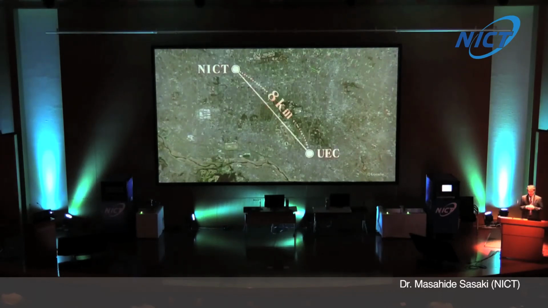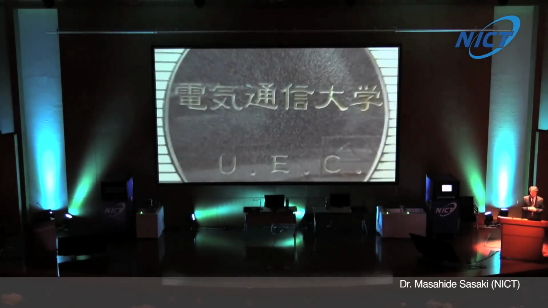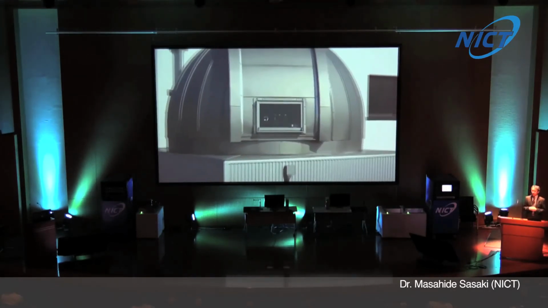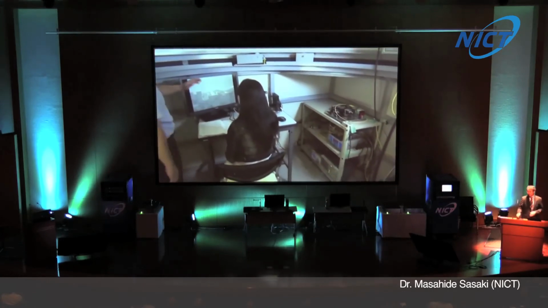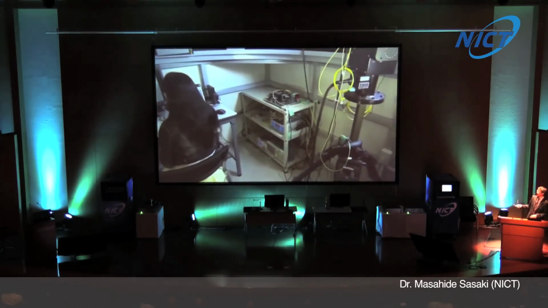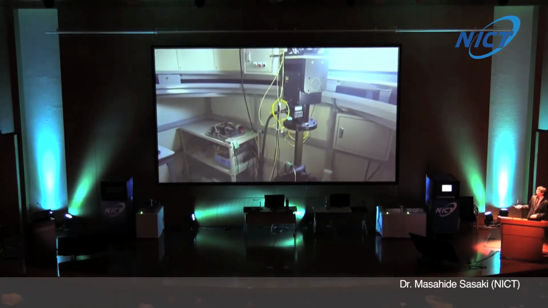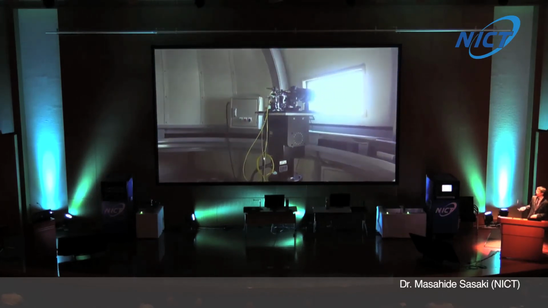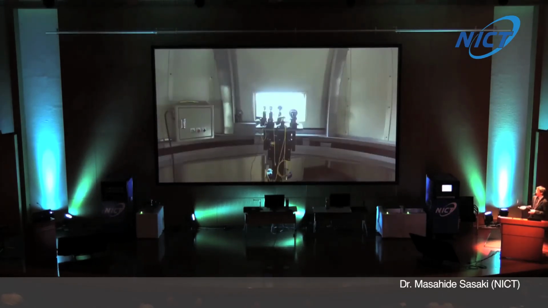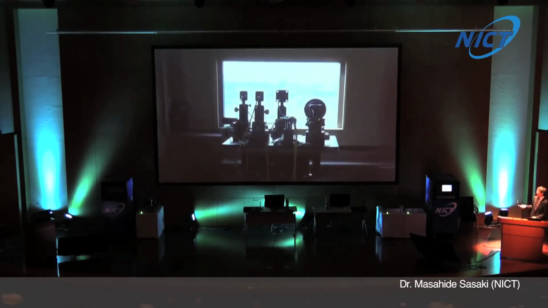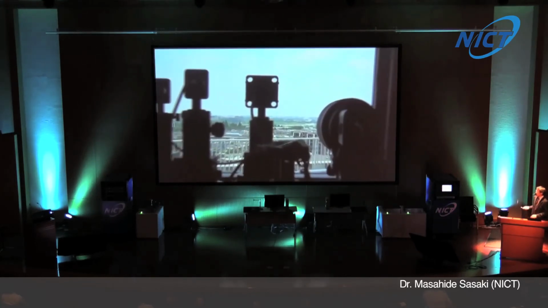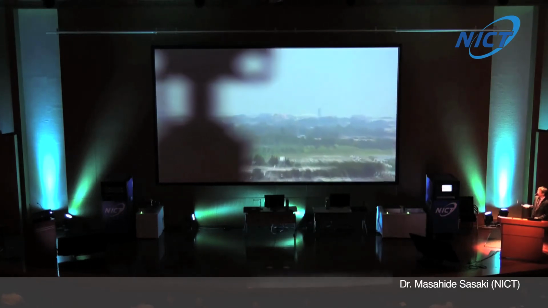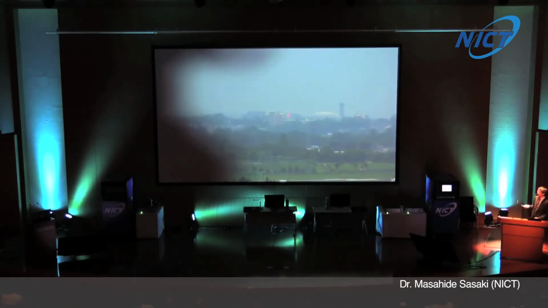The transmitter is at the University of Electro-Communications, in an all-weather telescope dome. Now, Professor Shimizu and his students are working inside, and you see the optical transmitter. The optical code word is generated and sent through the single mode fiber and guided to this collimator here. Actually, we have two collimators on the left side: this is a beacon beam emitter, and this is a CCD camera to capture the target. Then the optical code words are sent to the NICT terminal. Now you see the red spot is twinkling. This is a beacon beam sent from the NICT terminal.